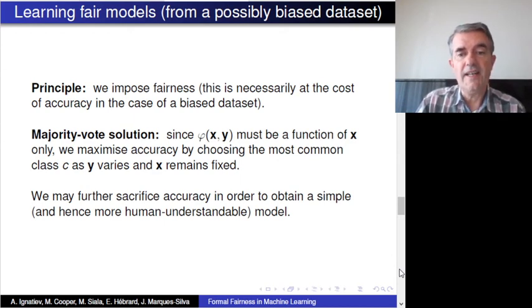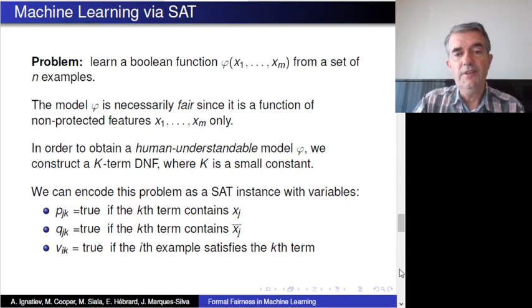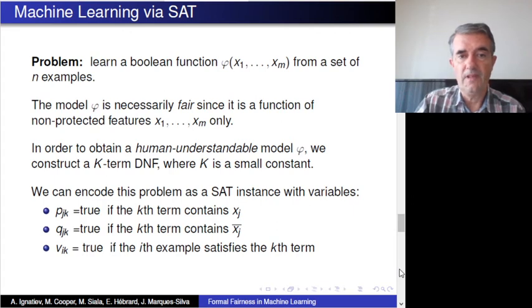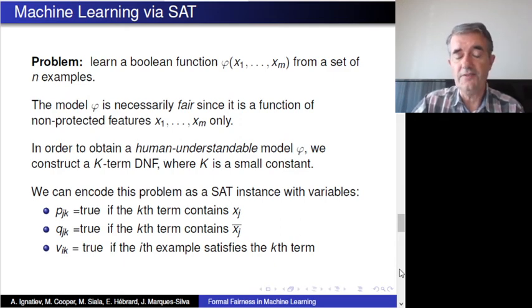We can further sacrifice accuracy in order to obtain a simpler model. So concretely in our experiments, we looked for a KDNF and we coded this as a SAT problem. If we make our KDNF only a function of the non-protected features, then our model is necessarily fair. So imposing fairness is a fairly simple thing to do. Then we have the choice of how many terms we want in our KDNF, for example, if that's what we're trying to find.